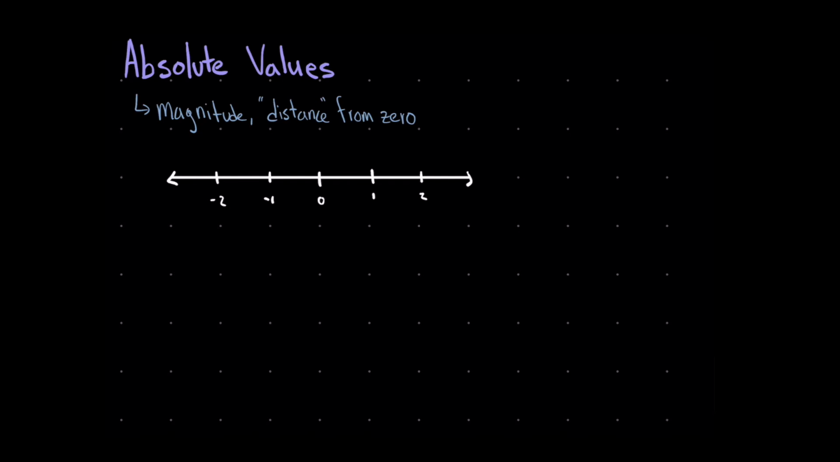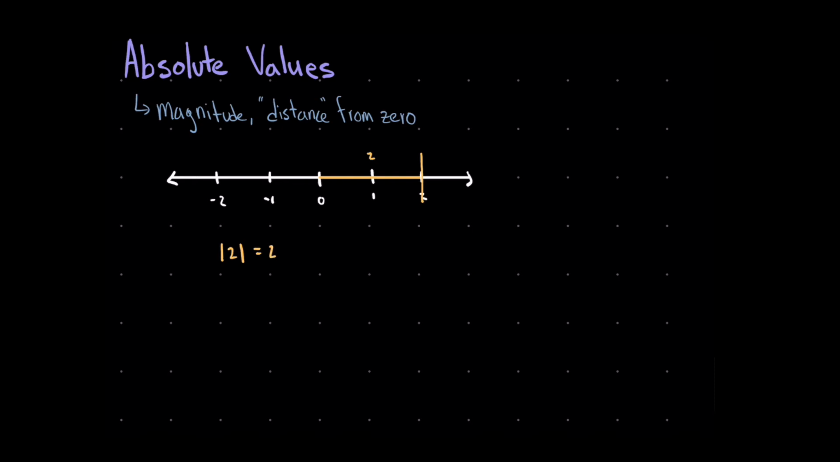You could think of it as the magnitude or the distance from zero of any given number. Let's say we're trying to find the absolute value of 2. On our number line, 2 is right here, and its distance from 0 can be given by the straight yellow line. And so the distance is just 2, right? So the absolute value of 2 is equal to 2.